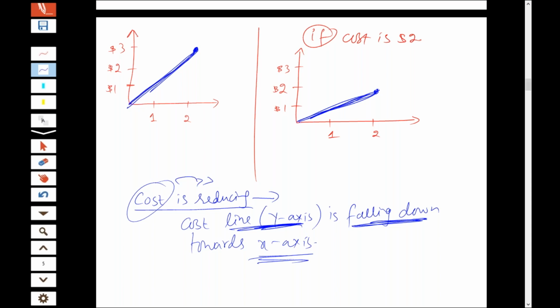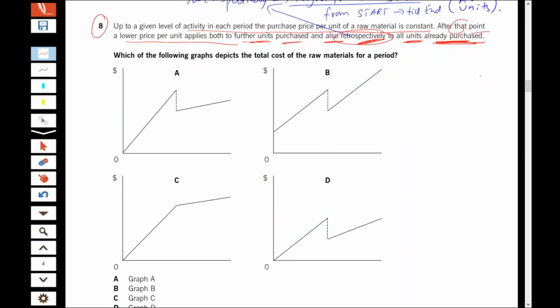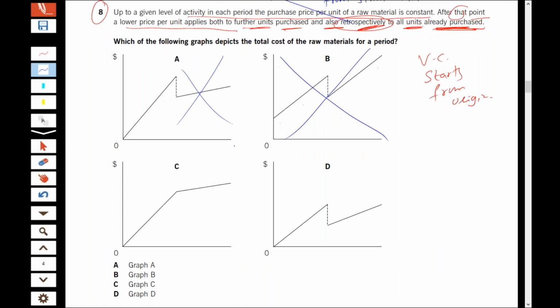Okay, so see here, it is the retrospective discount on units already purchased. So the graph is a variable cost, and variable costs start from the origin, so this is false. And this graph is not correct. The correct graph is D.